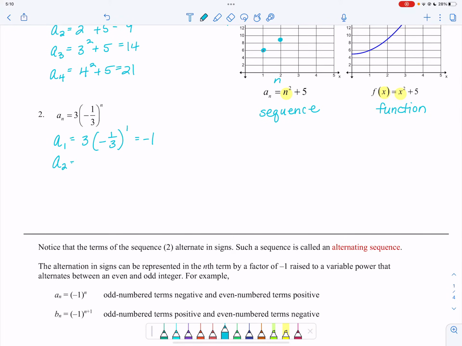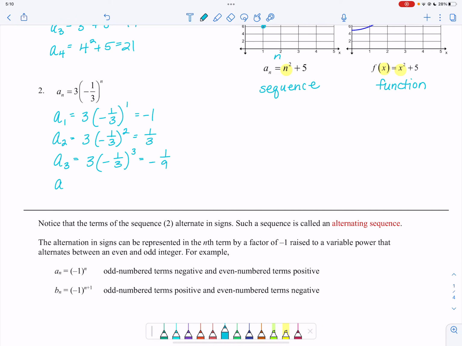A sub 2, now n is 2, 3 multiplied by negative 1/3 squared, and that's going to be equal to a positive 1/3. A sub 3, 3 multiplied by negative 1/3 cubed, we're going to have a negative 1/9 if we multiply that out. And finally, a sub 4, 3 multiplied by negative 1/3 to the fourth power, and we have 1/27.